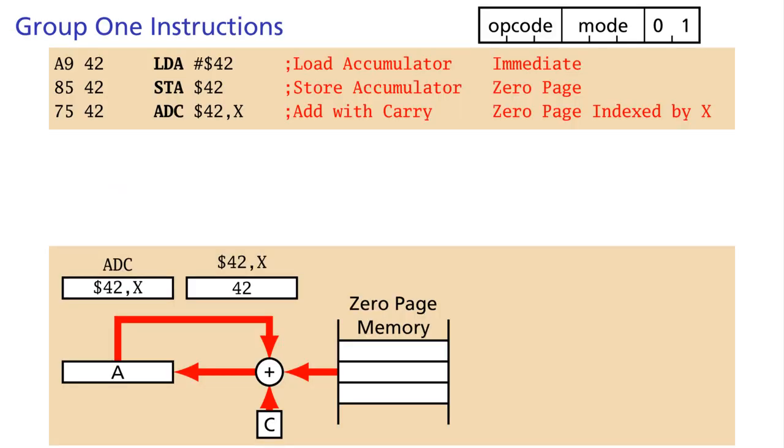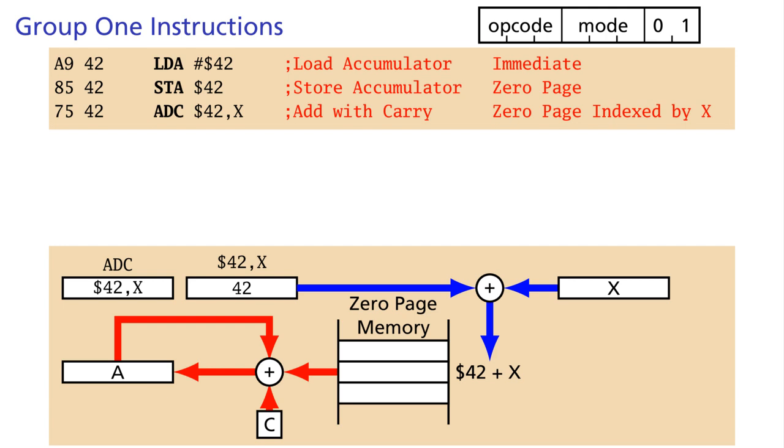ADC adds a number taken from memory plus the carry flag to the accumulator. Including the carry flag enables multi-byte arithmetic, but there's no add without carry on the 6502. You just clear the carry flag beforehand. This is using zero-page indexed addressing, where the address of the byte to be added comes from adding the single byte after the instruction to the X register.